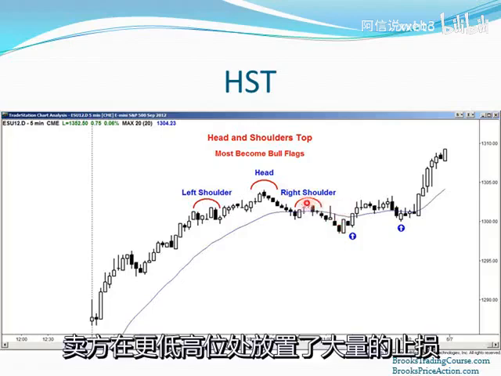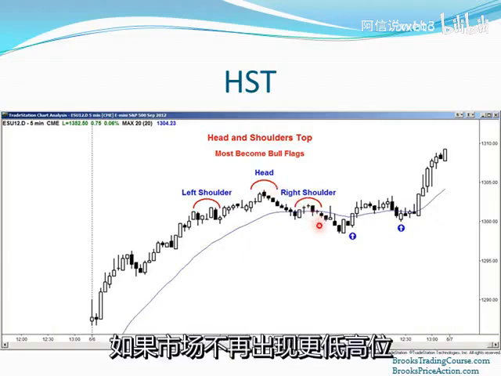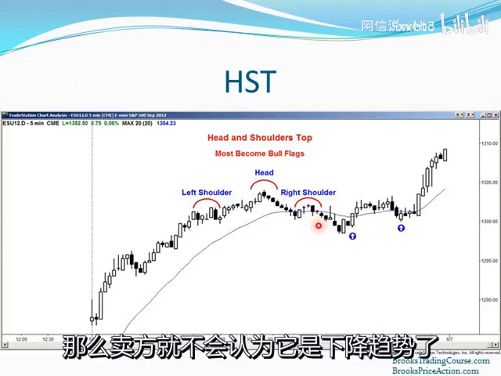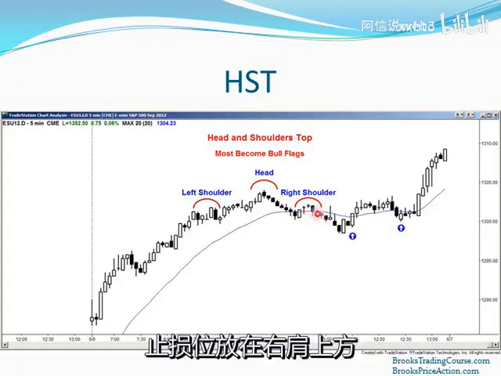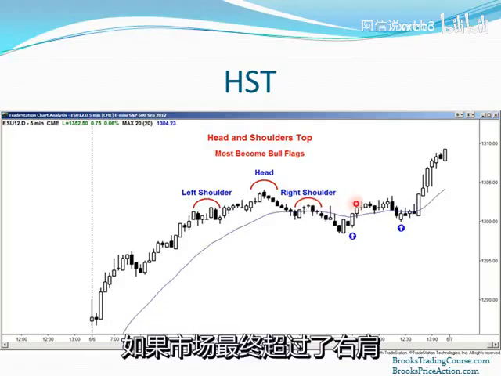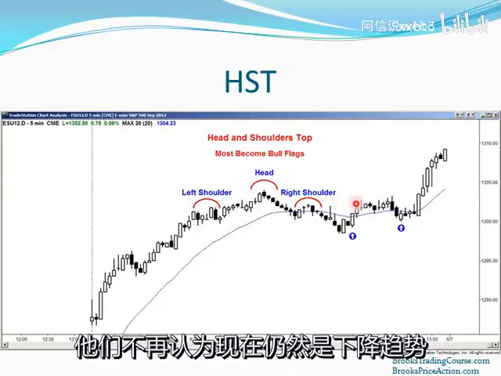Once the bears are putting stops above lower highs, right? For a bear trend, you need lower highs and lower lows. If the market stops making lower highs, the bears will stop looking at it as a bear trend. So traders who shorted the breakout below the head and shoulders top have their stop above the right shoulder. If the market goes above the right shoulder, the bears give up. They no longer see it as a bear trend.